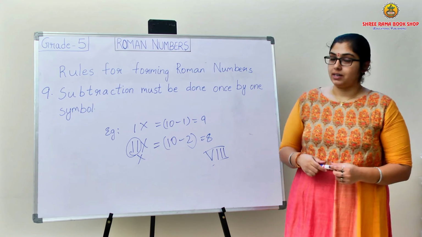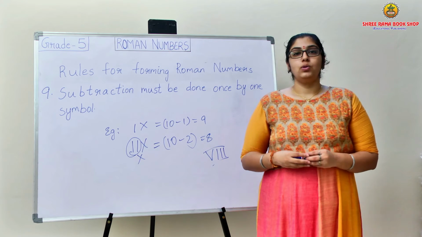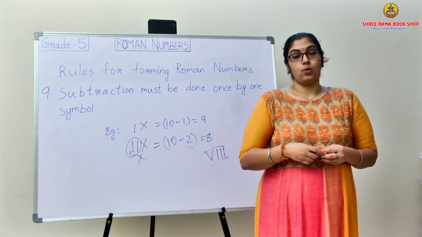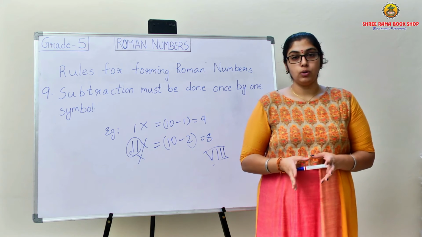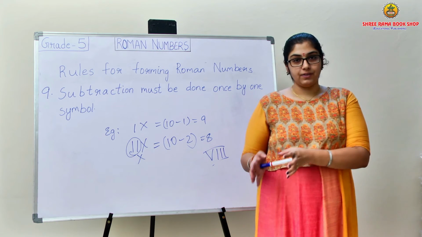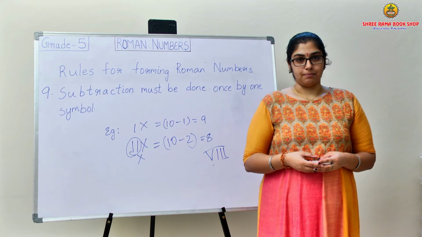Now we have completed what the Roman symbols are and also the 9 rules. Using these rules and the symbols, we can now learn how to form the Roman numbers up to 1000, 10,000, 50,000 and 1 lakh also. We learn this in the next part of the chapter.